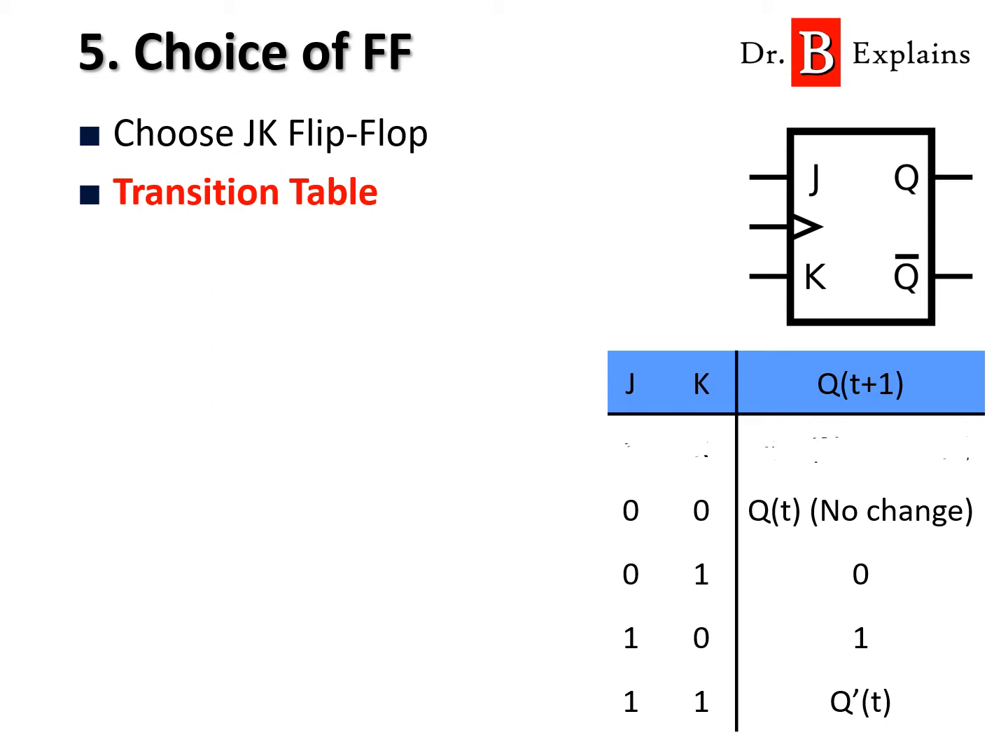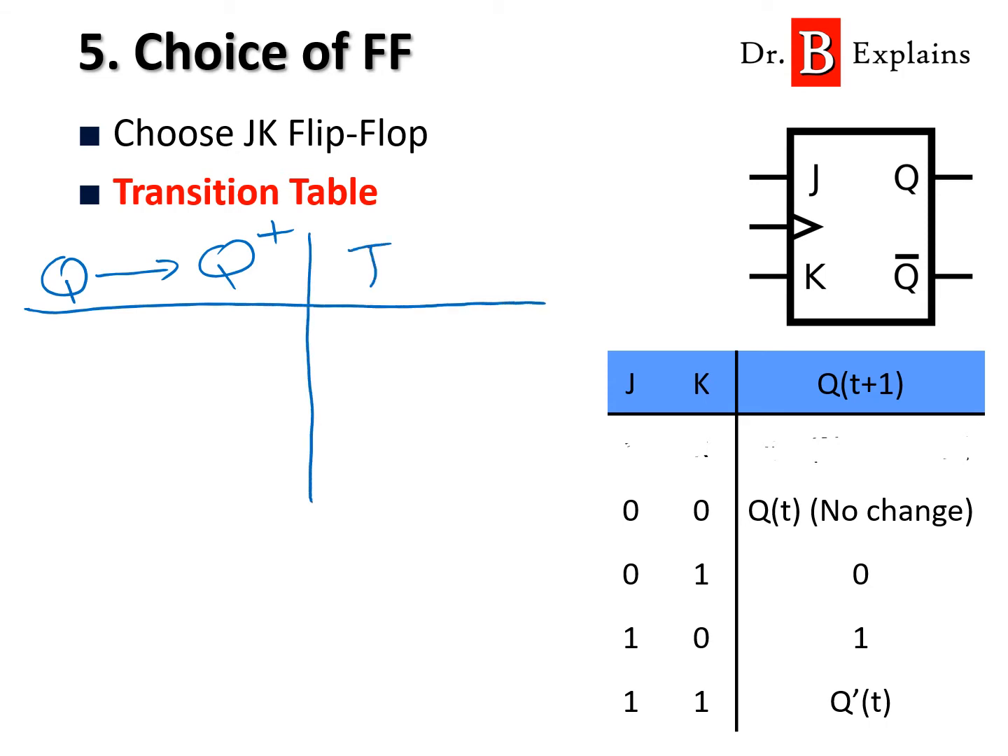So a transition table will tell us that if I have a Q and I want my next Q to be something else, what do I need to put in my J input and what do I need to put in my K input? So that's what we need to think about. Now, what are the possible combinations? I have a 0 in my Q and also a 0 in the Q plus, a 0 and a 1, a 1 and a 0, or a 1 and a 1.